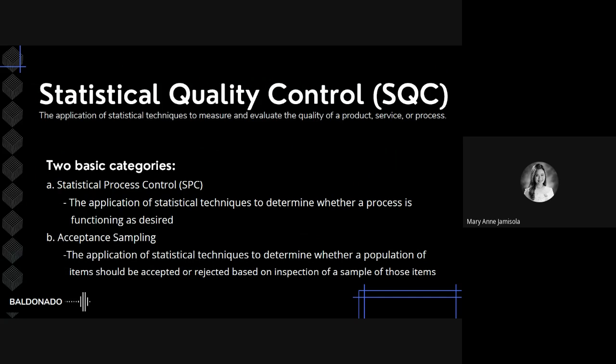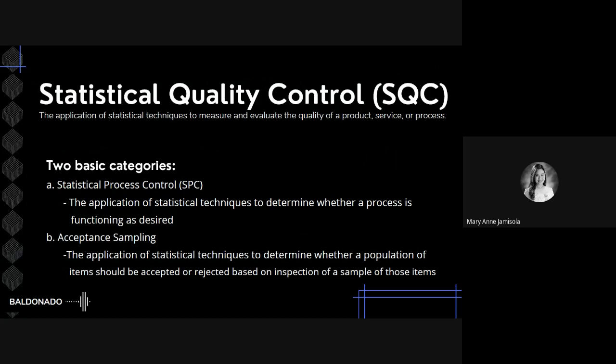Now, the second category is the acceptance sampling. This is the application of statistical techniques to determine whether a population of items should be accepted or rejected based on inspection of a sample of those items.